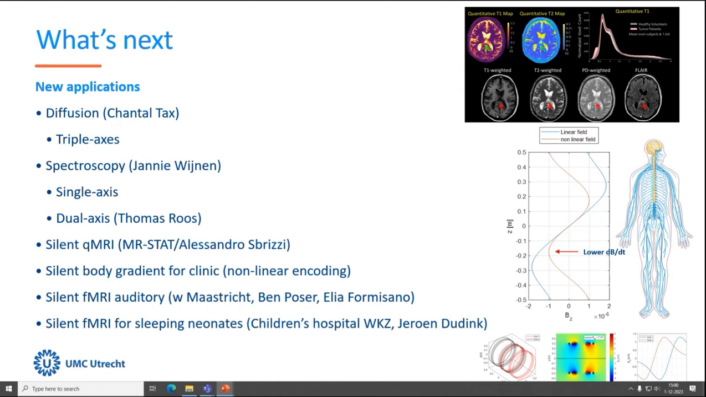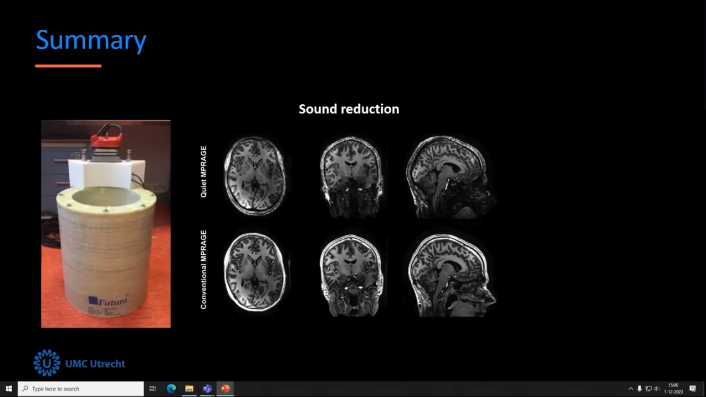Also with Maastricht, we're looking at the auditory system. It's almost a no-brainer when you can go silent. It's Elia Comisano. And also neonates I'm interested in. I'm talking to the sleep doctor here in Utrecht, Jeroen Dudink. He's looking at sleep in neonates. So maybe there's an interesting application for that as well for our technology.